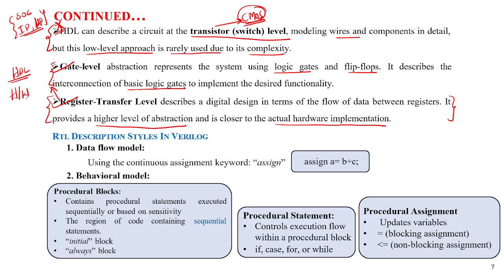Whenever you want to convert your HDL into hardware, you need to write RTL code, and that too in two modeling styles: data flow modeling and behavioral modeling. Data flow modeling means you need to use the continuous assignment statement.